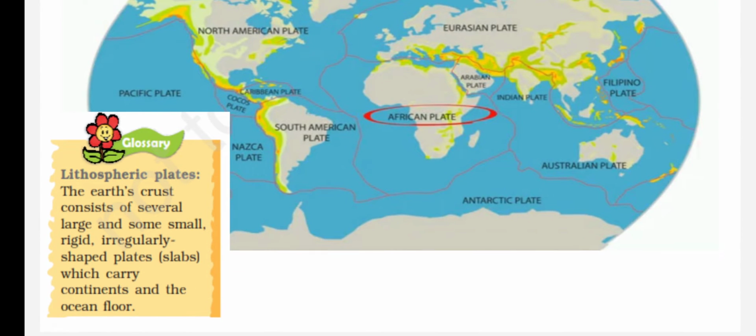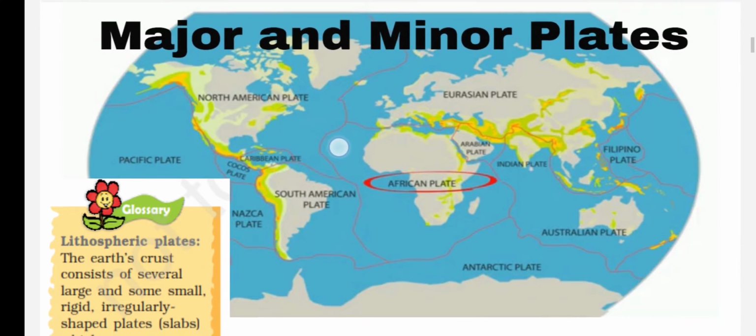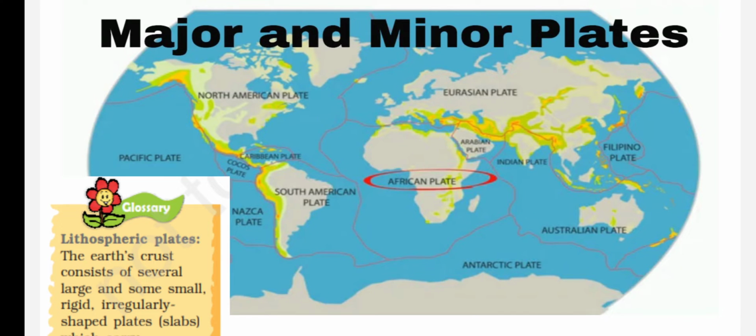The Earth's crust consists of several large and some small irregularly shaped plates or slabs which carry continents, oceans, countries, etc. So those are called what, children? Lithospheric plates. Here you can see 7 major and some minor plates. We have 7 major plates, children. Those are nothing but our 7 continents: Africa, North America, South America, Europe, Asia, Australia, etc.